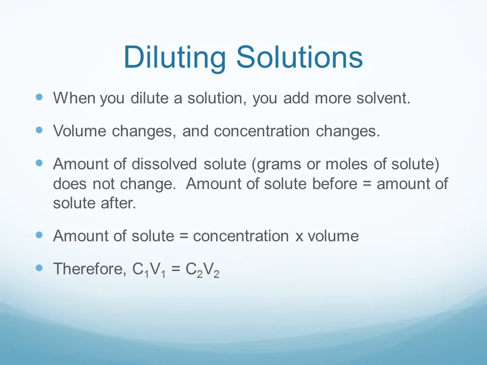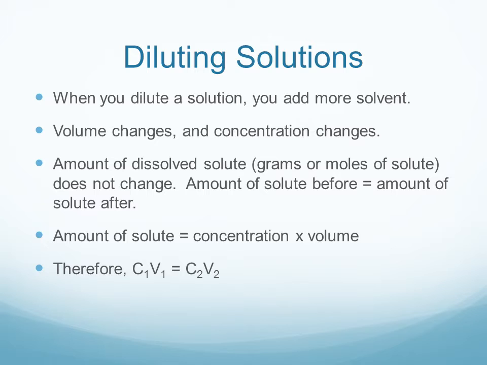So keep in mind that when you dilute a solution, you're only adding more solvent. So the volume changes and the concentration of the solution is going to change, but the amount of dissolved solute that you have in there is not going to change. So you might have your concentration of solute in grams of solute or moles of solute, but the amount is not going to change. The amount of solute before you dilute it is the same as the amount after. So the amount of solute is told by the concentration of the solution times the volume you're using.